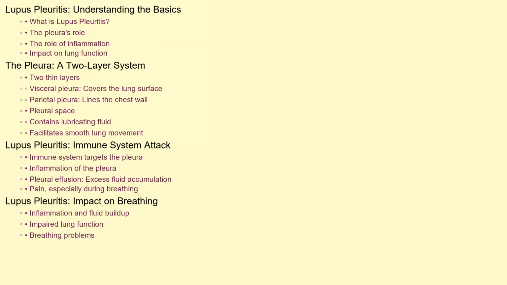In lupus pleuritis, the immune system's attack on the pleura causes inflammation. This inflammation leads to the accumulation of excess fluid in the pleural space, a condition known as pleural effusion. The inflamed pleura also becomes irritated, causing pain, especially during breathing. This inflammation and fluid buildup impede lung function and cause breathing problems.